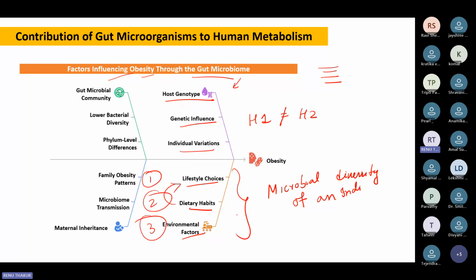All these 3 factors are the major regulators of the microbial diversity in a microbiome. Whether this bacteria will be there in your microbiome or not will be decided by these 3 things: whether you are having a healthy lifestyle or not, whether you are eating healthy foods or not, and what kind of environment you are living in.